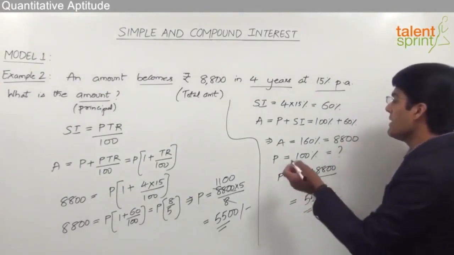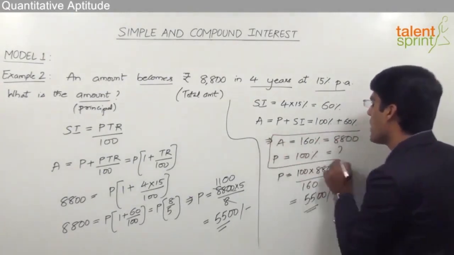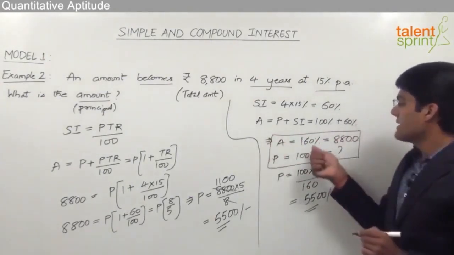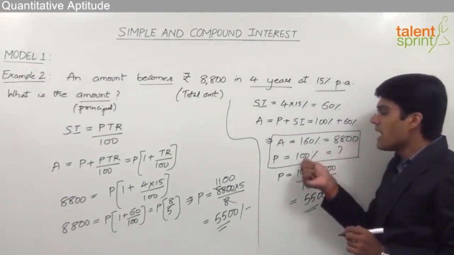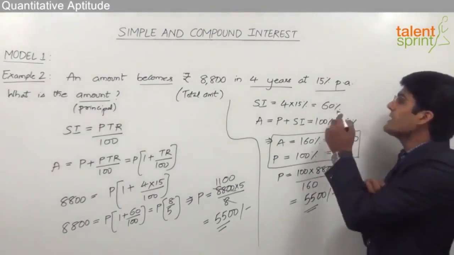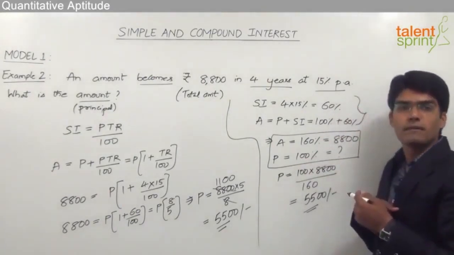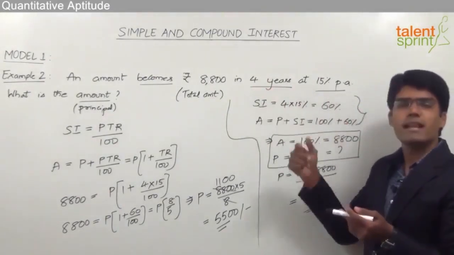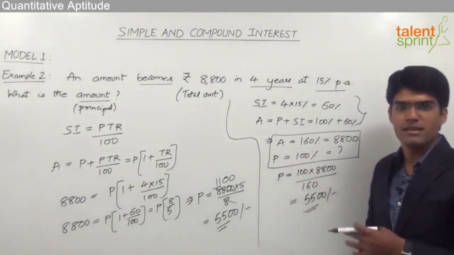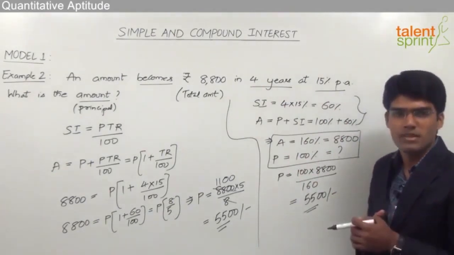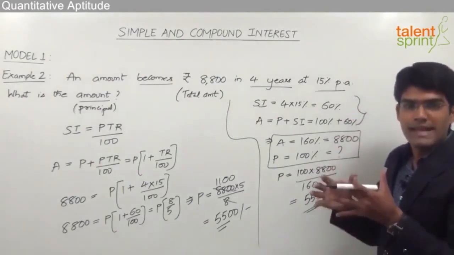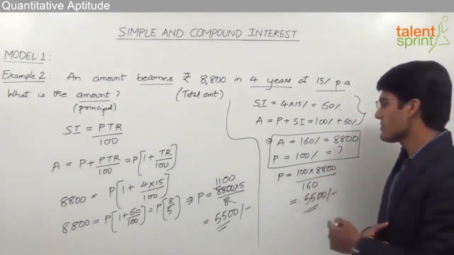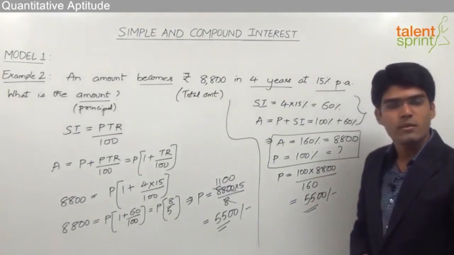So as you can see here, the only step which is actually required to be written on paper is this one. That is 160% is equivalent to 8,800, 100% is equal to what? All these calculations can be done without paper. Why? Because if it is 15% per annum, so for 4 years it will be 60%, and 100 plus 60 is 160. So as you can see, we are not writing too many steps on paper, and that helps us save some time. Simply cross multiply to find out the required answer.